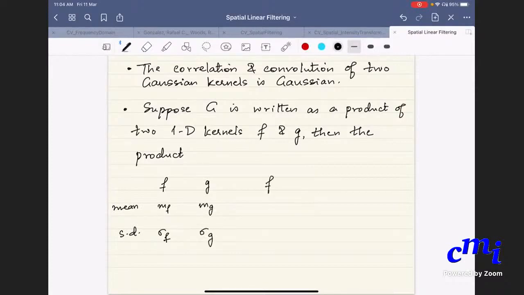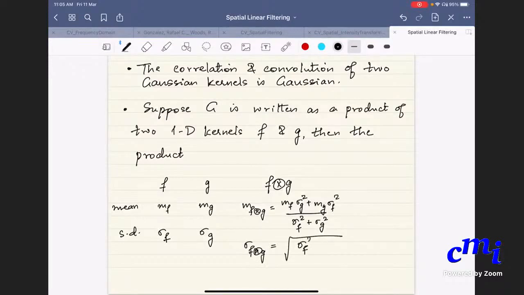Then it turns out that the correlation f cross circle g and the convolution f star g will also be Gaussian, with the mean given by this formula divided by sigma f squared plus sigma g squared. And similarly, the standard deviation for the correlation is given by the square root of sigma f squared times sigma g squared divided by sigma f squared plus sigma g squared.